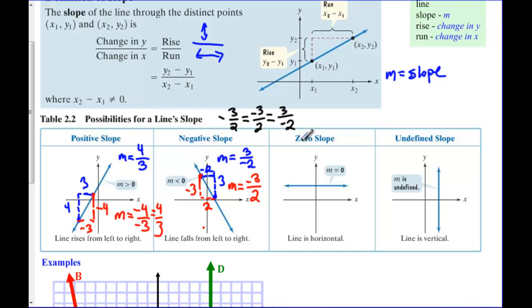Okay, so part of the reason I want to talk about slope so much is because we're getting to zero slope and undefined slope. Now, you can obviously memorize this. If you see a horizontal line, then the slope is 0. If you see a vertical line, it's an undefined slope.